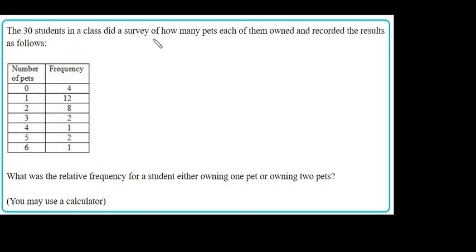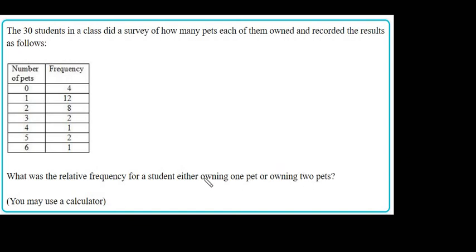30 students in a class did a survey of how many pets each of them owned and recorded the results as follows. As you see, 4 students have no pets, 12 students have only 1 pet, 8 students have 2 pets, 2 students have 3 pets, 1 student has 4 pets, 2 students have 5 pets, and 1 student has 6 pets. What was the relative frequency for a student either owning 1 pet or owning 2 pets? 1 pet or 2 pets?